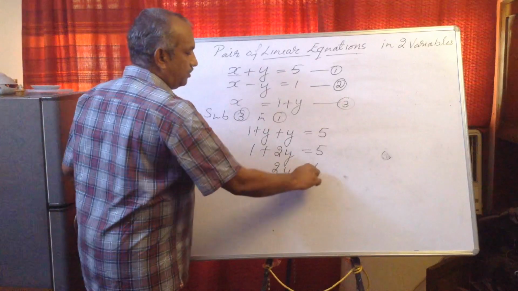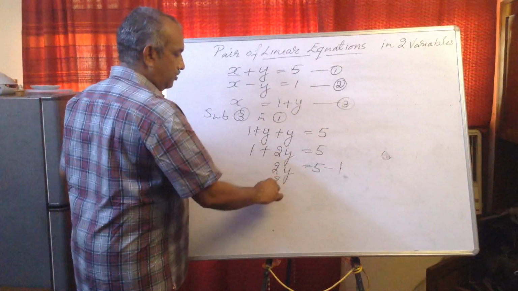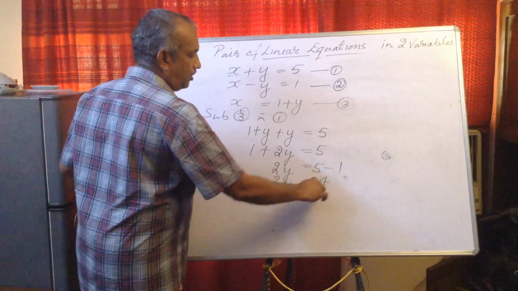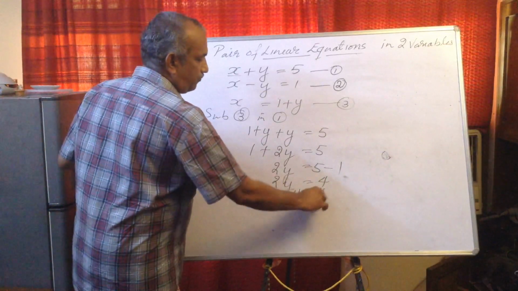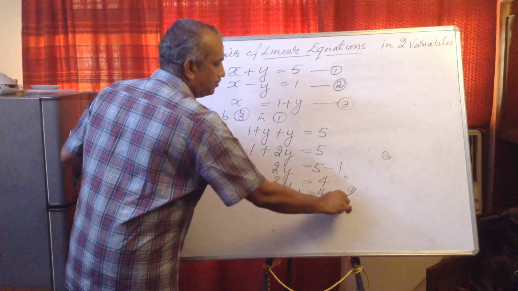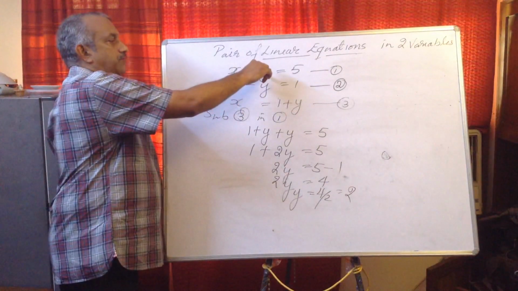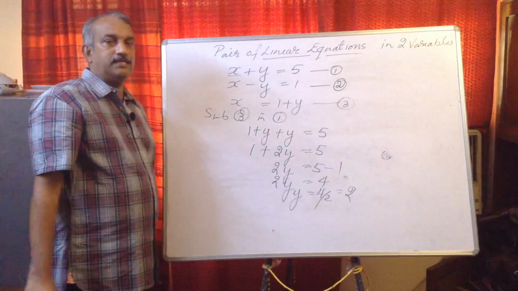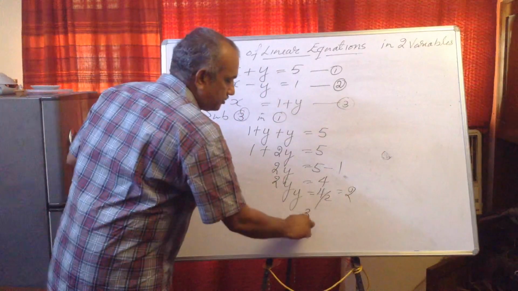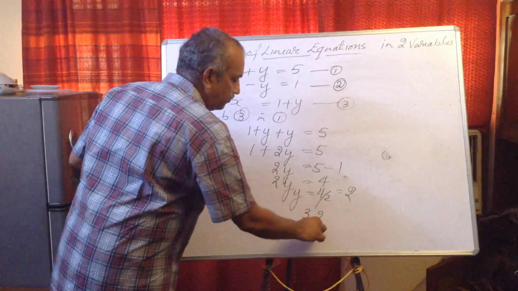2y is equal to 5 minus 1. 2y is equal to 4. y is equal to 4 upon 2, which is equal to 2. So we get y is equal to 2. Now if you put 2 in place of y, again you will get x is equal to 3. So again the solution is 3, 2.